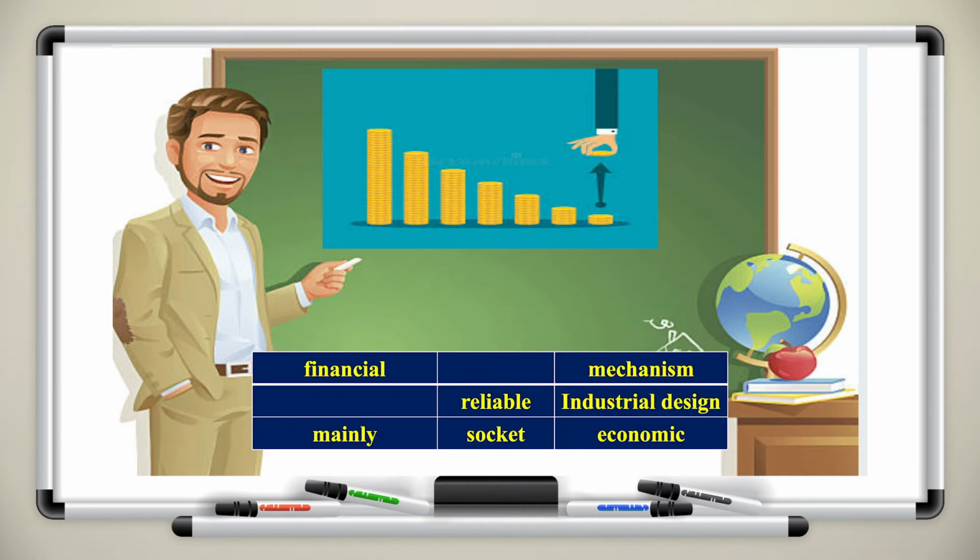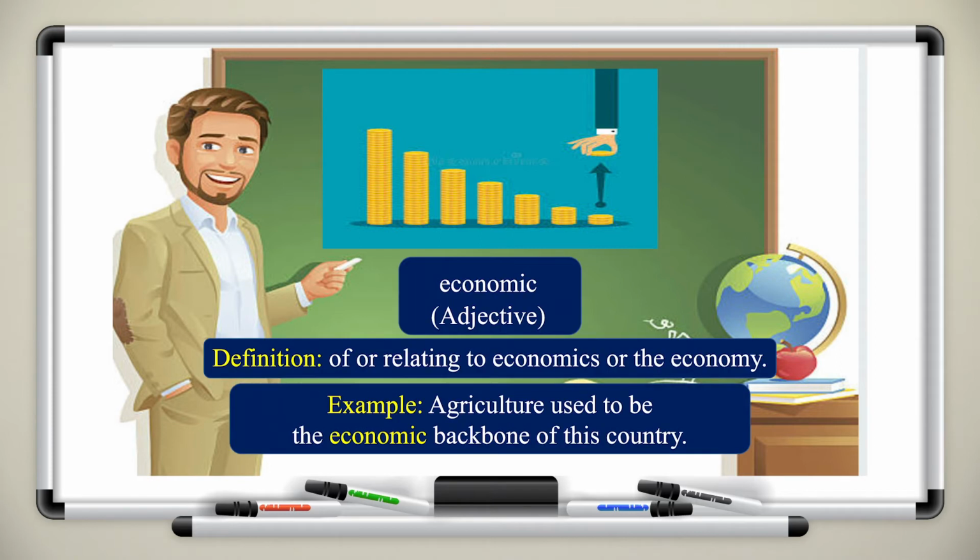Okay, let's go to the next one. We have a person who is taking money or saving money. It's related to money, yeah? So if you go from the words in the box below, we have words related to money: financial and economic. What do you think? It's economic. It's an adjective. It means of or relating to economics or the economy. For example, agriculture used to be the economic backbone of this country. Okay, it used to be, not anymore.